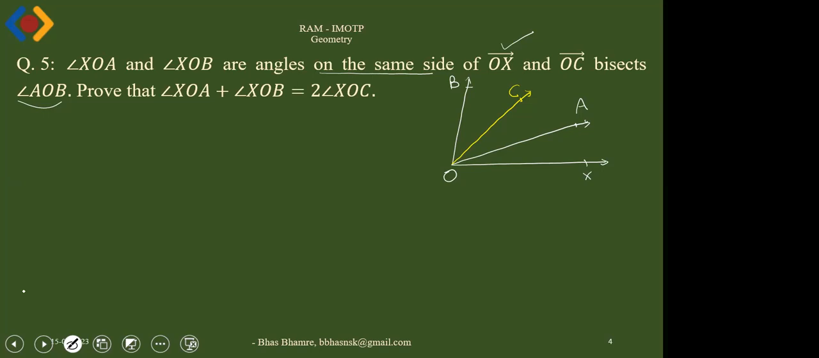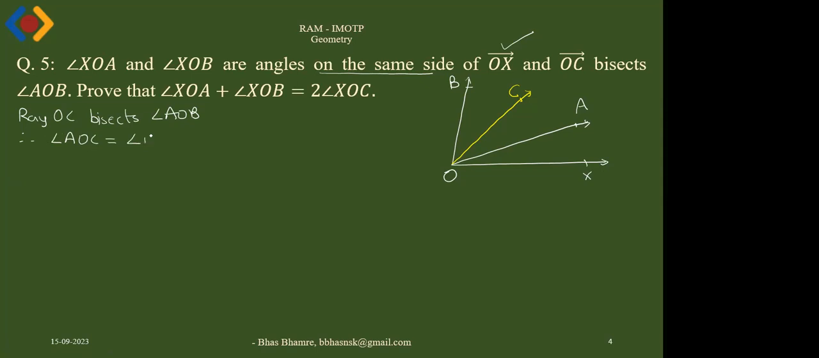For this, we have to use the meaning of angle bisecting. So we say that ray OC bisects angle AOB. Therefore, angle AOC is equal to angle BOC, which is equal to half of angle AOB. You can consider these angles as x also, that doesn't matter. So I am not now using the letters. So that is the approach we can have.